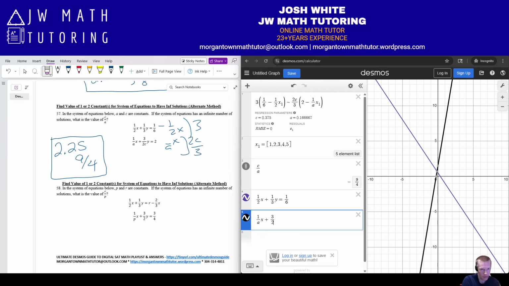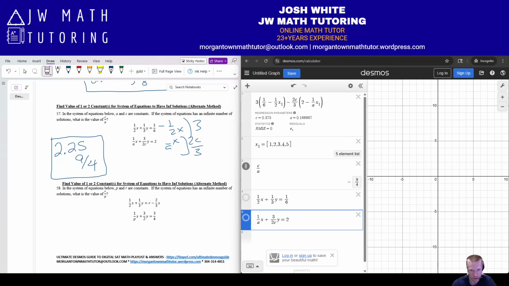It's 3 over 2c y equals, so let's see, when this line shows up, notice it completely overlaps it. Notice that same line, infinite solutions, that confirms our values of c and our values of a are correct. Click this. Yep, same line. Okay.